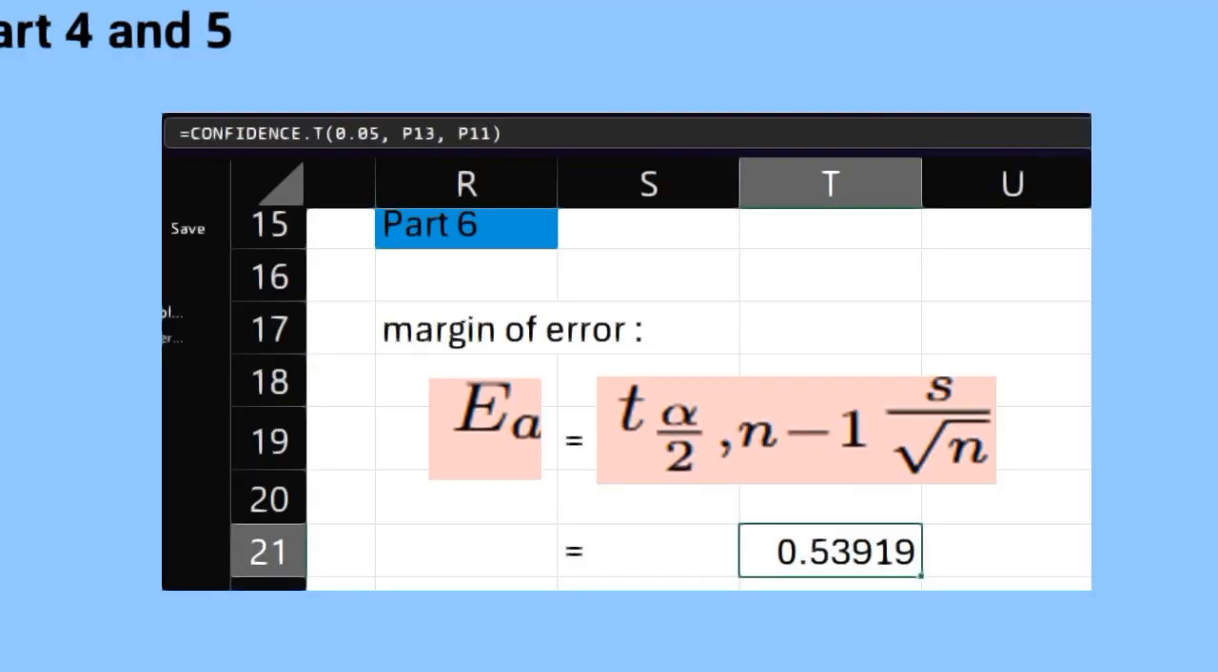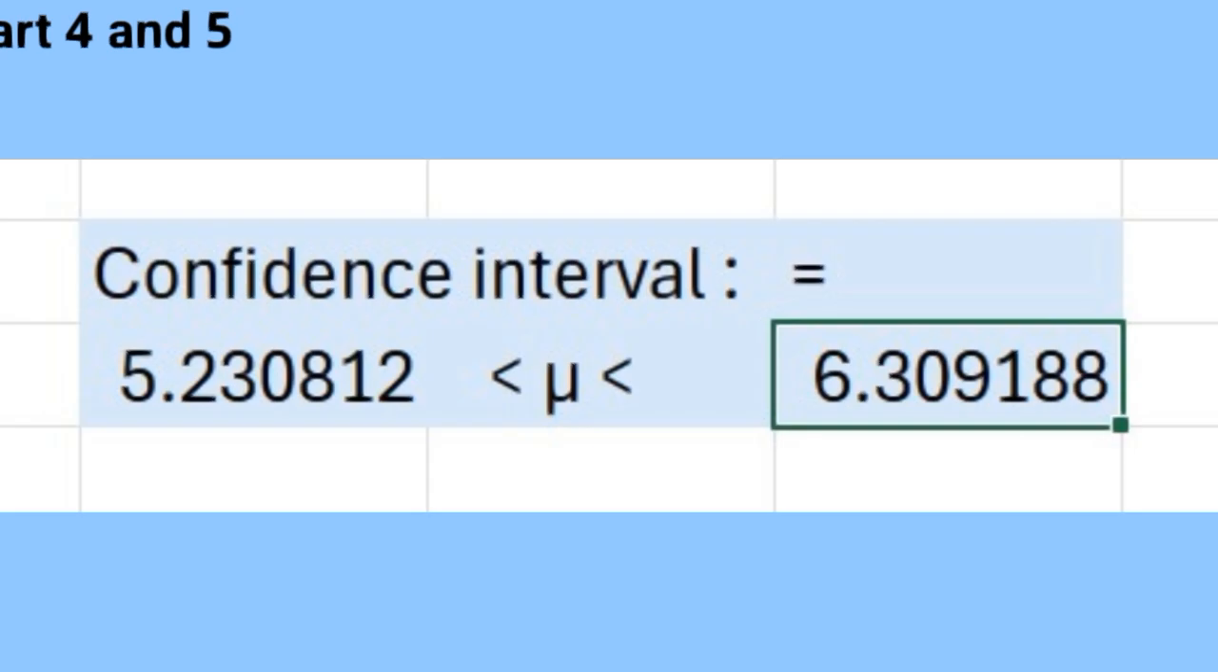Margin of error tells me how much my sample estimate may differ from the true population value because I'm only using a portion of the sample and not the whole population. The calculated value is 0.53919. The confidence interval, which is a range of values that I think the true population mean is likely to fall in based on my sample, tells me how precise my estimate is and how small my margin of error is.